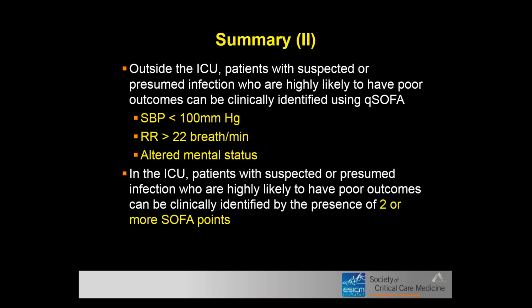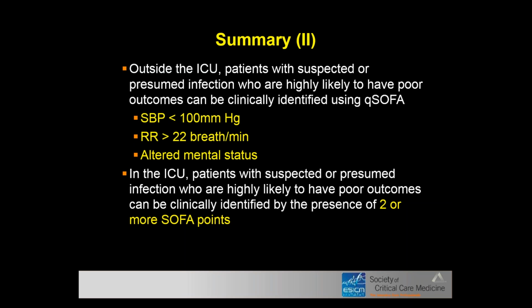Outside the ICU, patients with suspected or presumed infection who are highly likely to have a poor outcome can be clinically identified using qSOFA: a systolic blood pressure of less than 100 millimeters of mercury, a respiratory rate of greater than 22 breaths per minute, and an alteration in mental status. These are the patients who are most likely to be septic.